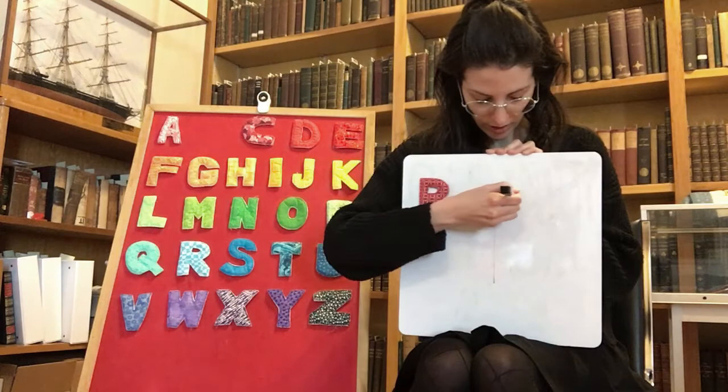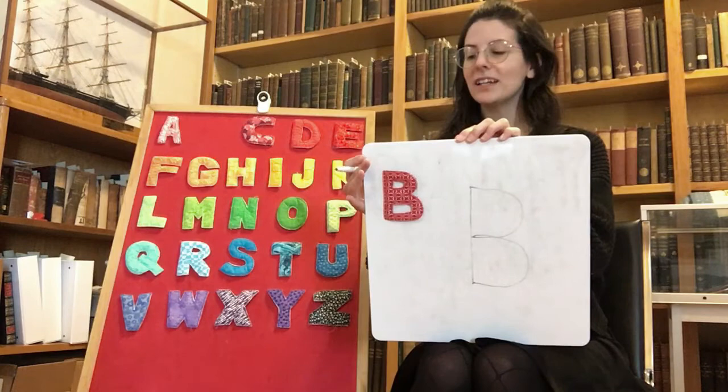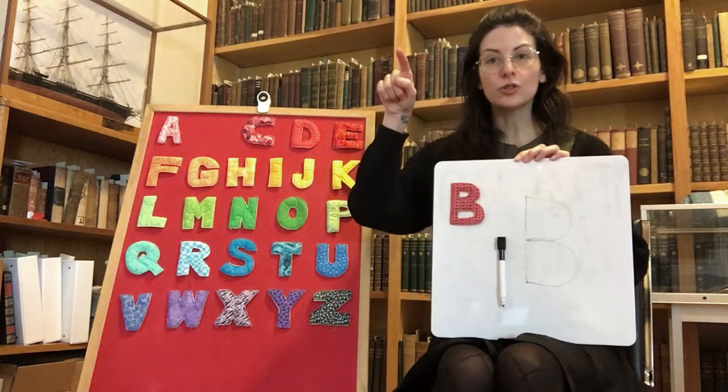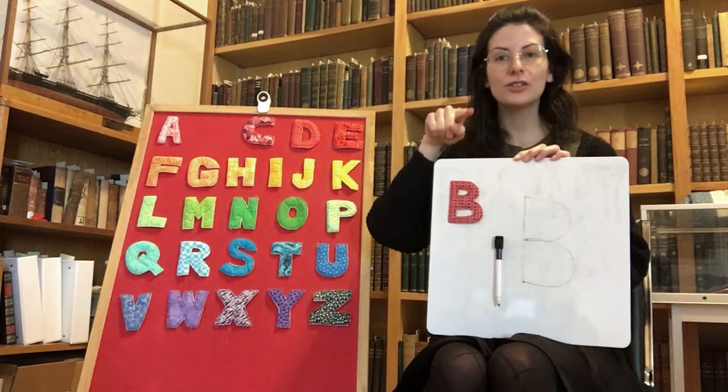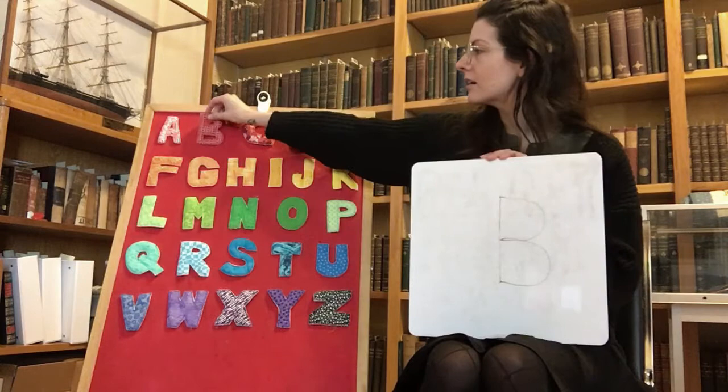One, two. B for bunny. Let's try with our fingers. A straight line down. One, two. B. Good job. Let's put our letter B back where it belongs.